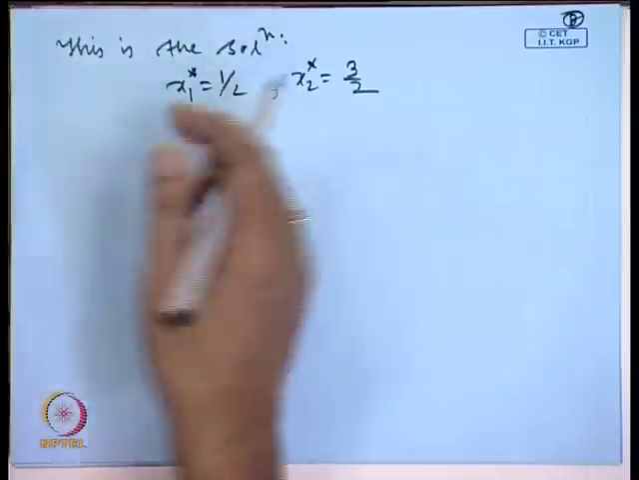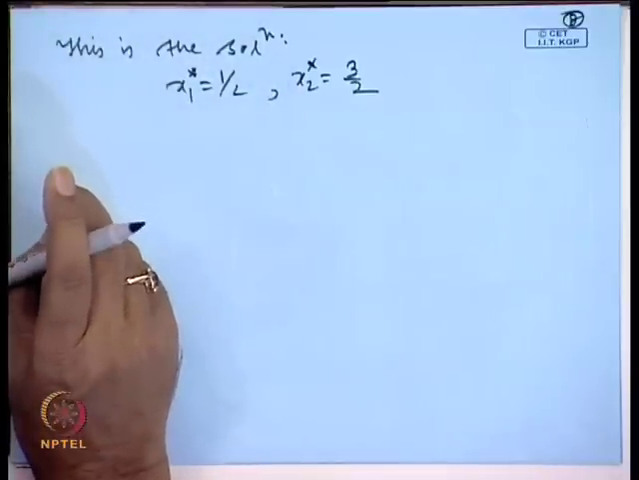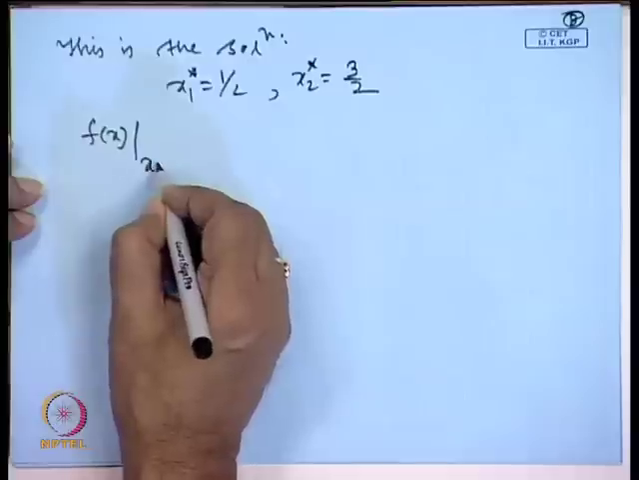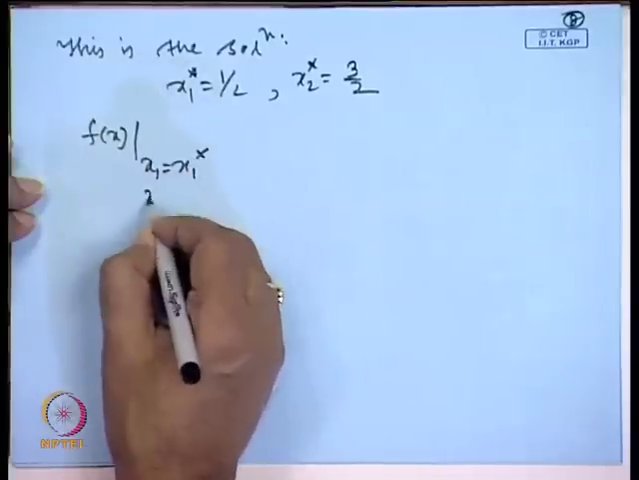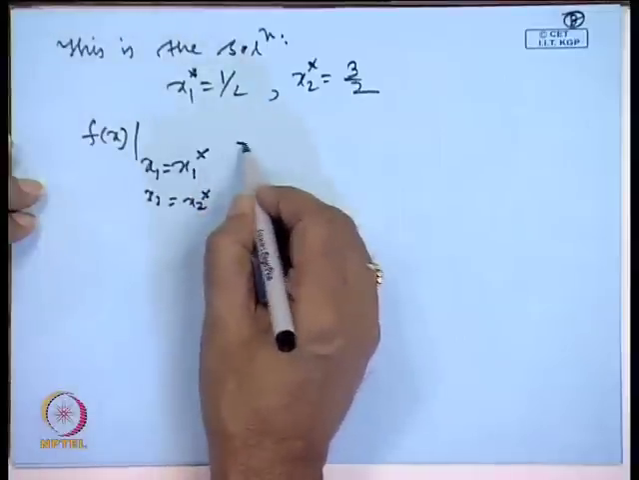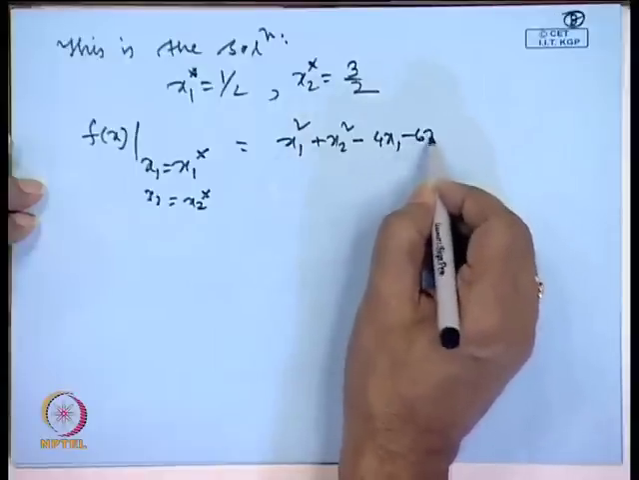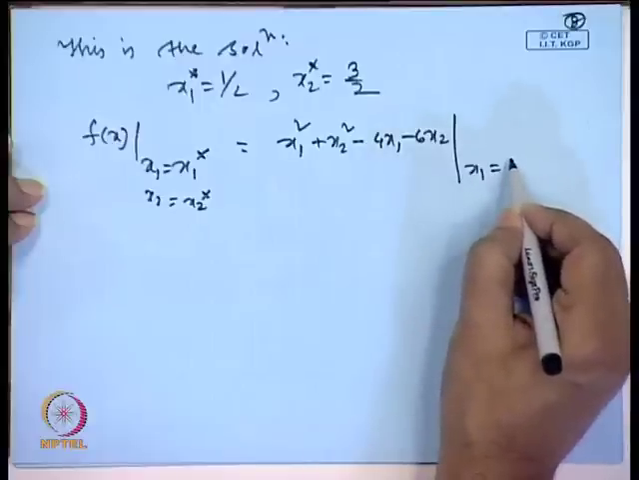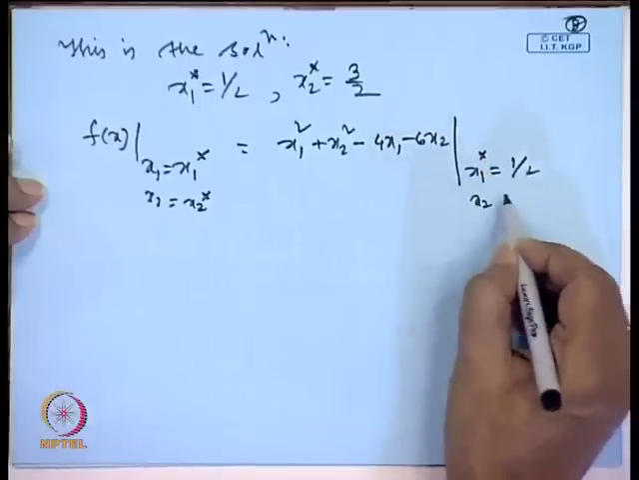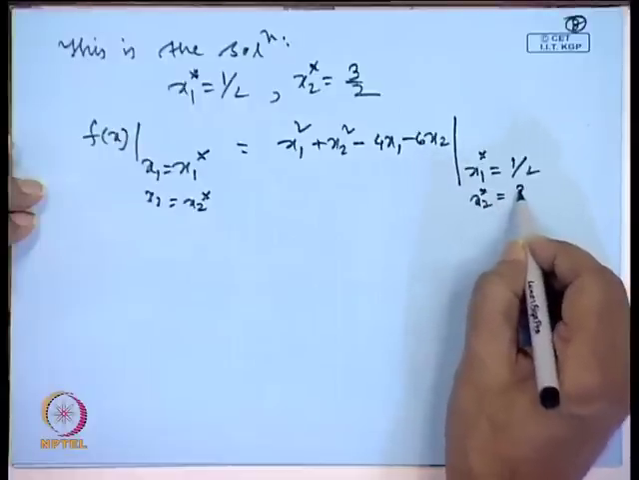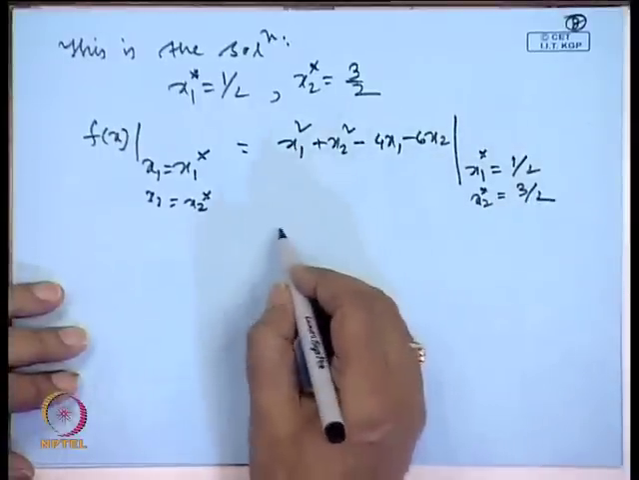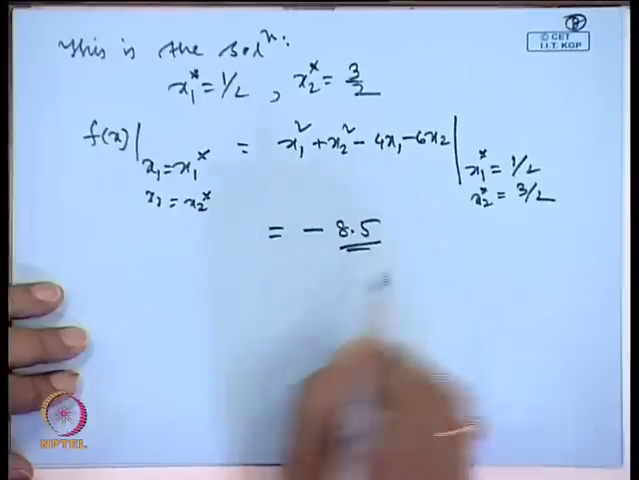Now, here you can also check whether it is the minimum value or maximum value of the function without checking the sufficiency conditions. Let us see how to check that. Let us call the f function at x 1 equal to x 1 star and x 2 equal to x 2 star. This value is x 1 plus x 2 minus 4 x 1 minus 6 x 2. Put x 1 equal to half and x 2 equal to x 2 star, which is 3 by 2. If you put these values, you will get 8.5.